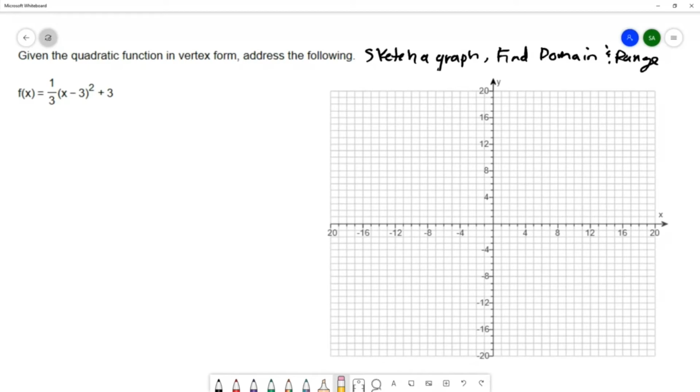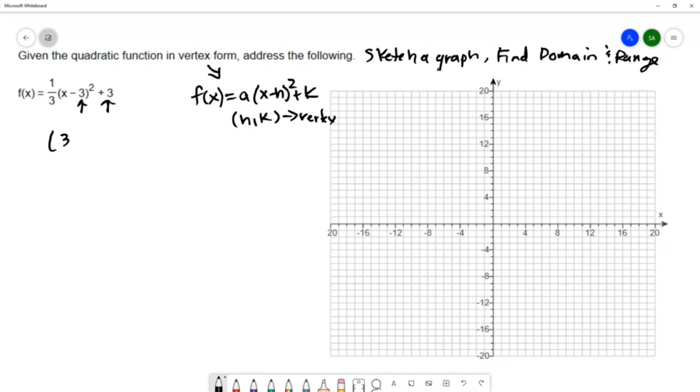So this quadratic function is in vertex form, or sometimes called standard form. And what that means is that our function follows this particular pattern, a times (x minus h) squared plus k, where the ordered pair h, k is the vertex of the graph of the parabola. So looking at our example, you can see the h and k being 3 and 3. So we have the vertex of the parabola.